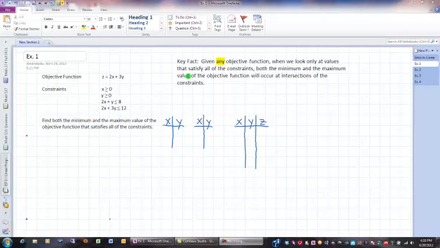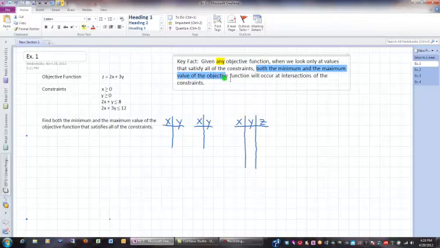Now the key fact that drives all of this is this. Given any objective function, when we look at only values that satisfy all of the constraints, both the minimum and the maximum value of the objective function will occur at intersections of the constraints. Let me say that again. Both the minimum and the maximum value of the objective function will occur at intersections of the constraints. So that's something you have to keep in mind.